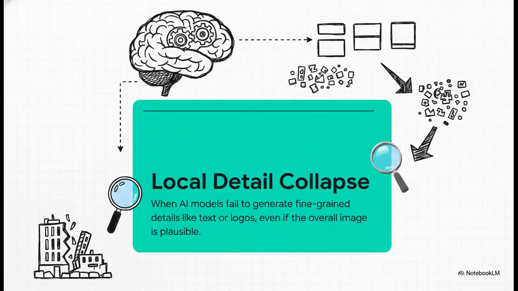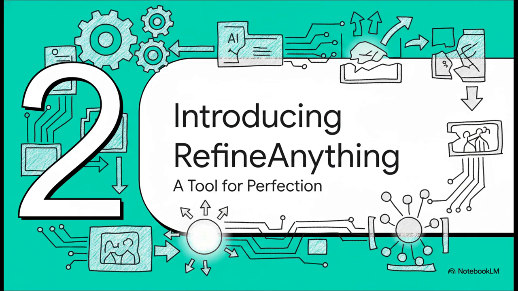So the researchers behind this new tech actually have a name for this problem: local detail collapse. And it's a great term, isn't it? It perfectly describes that moment when the AI gets the big idea right, but all those fine-grained critical details just fall apart. Okay, so what's the solution? Well, this is where the story gets really, really interesting. Let's introduce the technology that was designed to fix this exact problem.